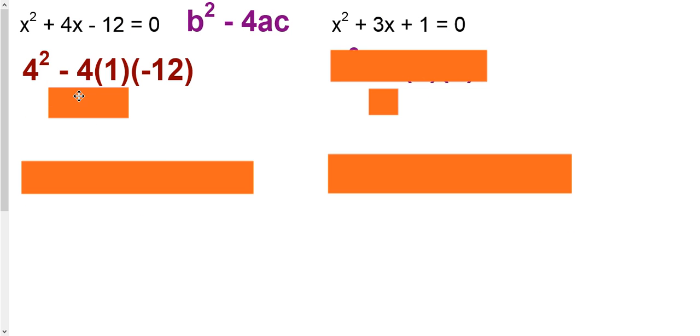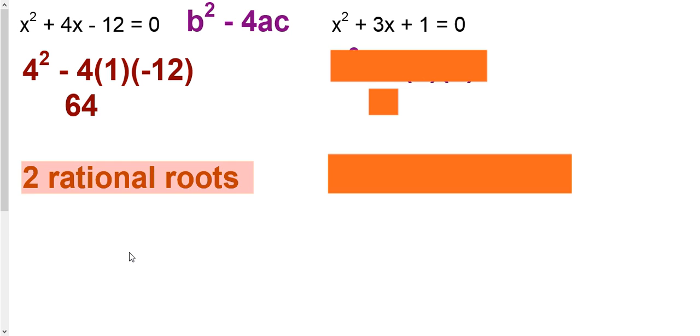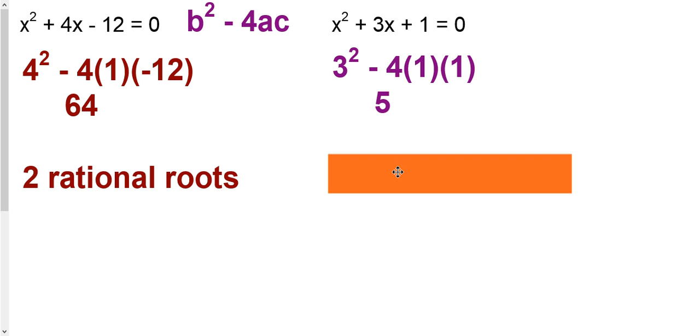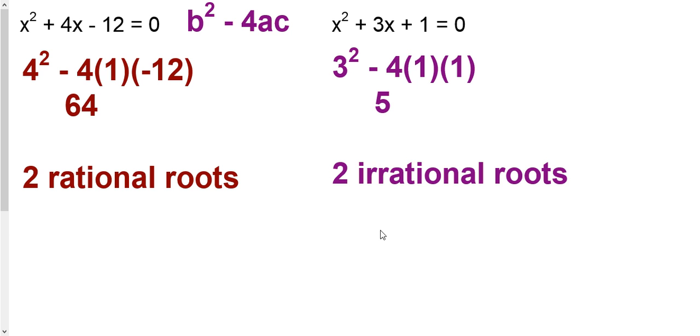b squared minus 4ac, we get 64. That's positive, and it's a perfect square, so we get two real rational roots. Now, when we do this one here, we get 5, which is also positive, but it's not a perfect square, so we get two real irrational roots.